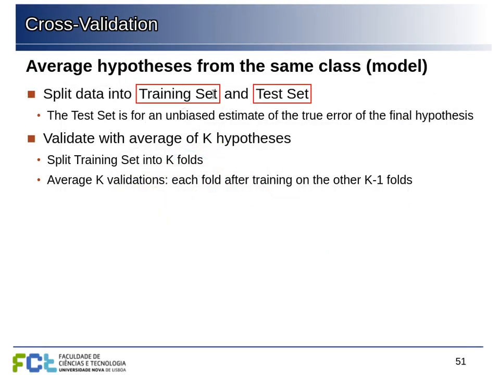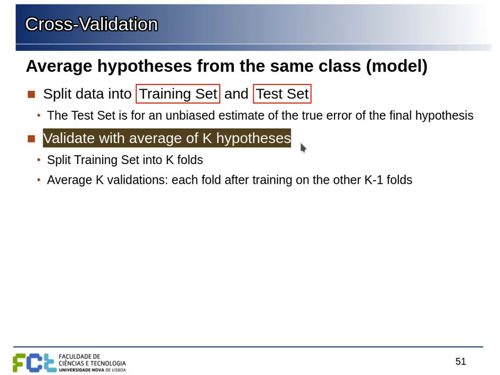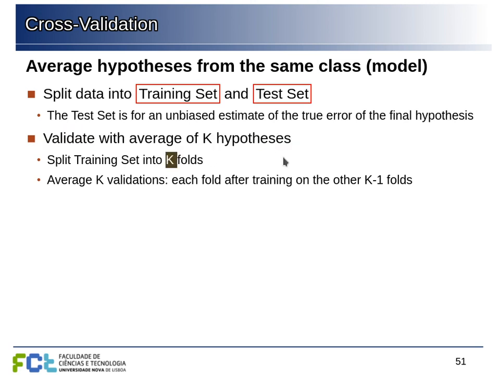We can start by leaving out the test set. We are not going to use that for anything except at the end for estimating the true error. But the training set, we are going to split into a number of folds, for example, 5 or 10 k folds.